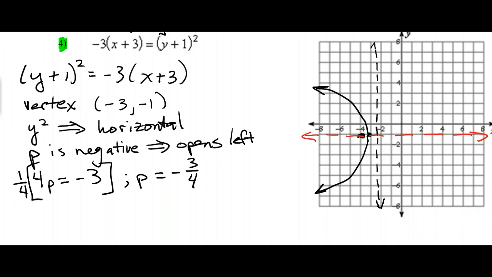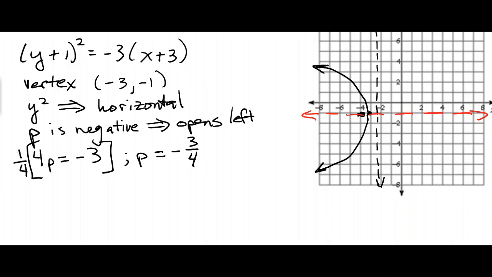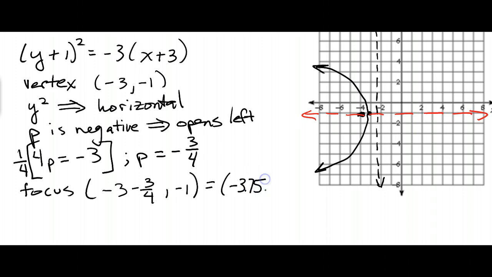Okay, so now that we have the graph, we're going to find the focus. So we can see that we're moving to the left. So our x coordinate is changing. So we started at negative 3 and we moved to the left 3/4, and then we're still down negative 1. So however you want to write your answer, I'm going to write it as a decimal this time, negative 3.75 comma negative 1. And there's our focus.